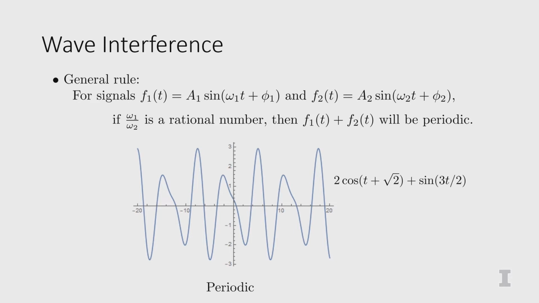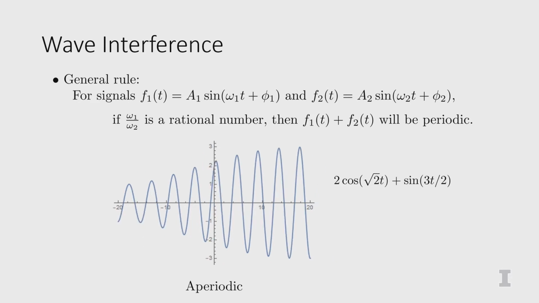On the other hand, here we add two waves. Here the frequency is square root of 2 on this cosine, and here it's 3/2. So square root of 2 is an irrational number. It's a non-rational number.